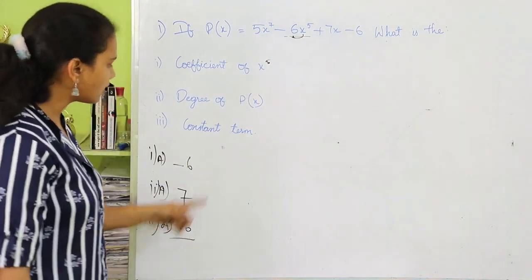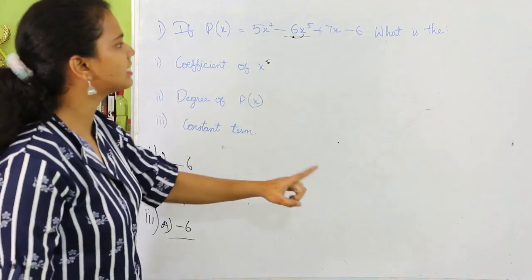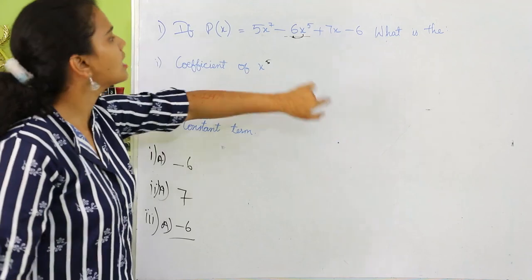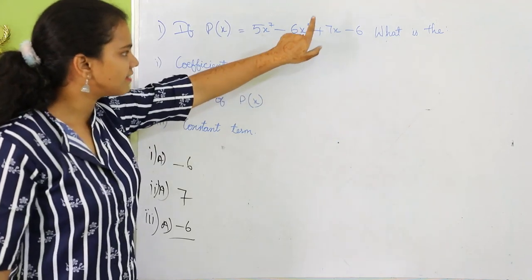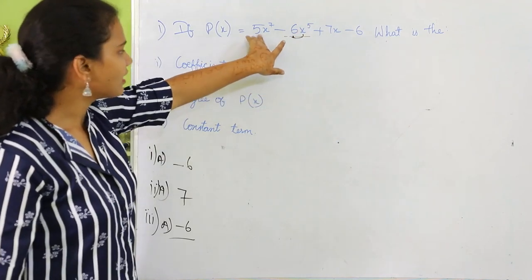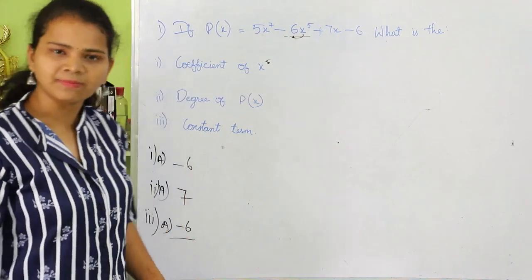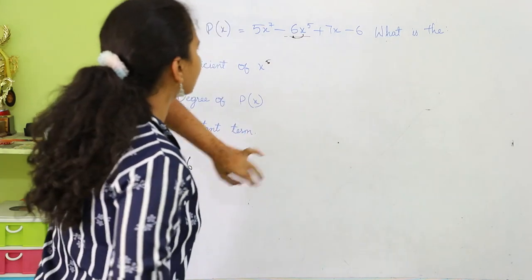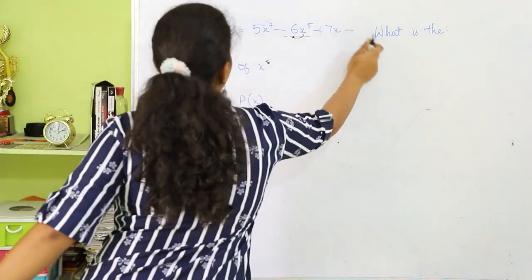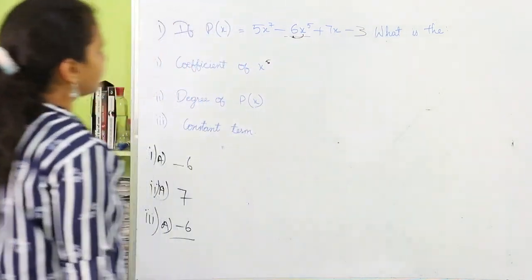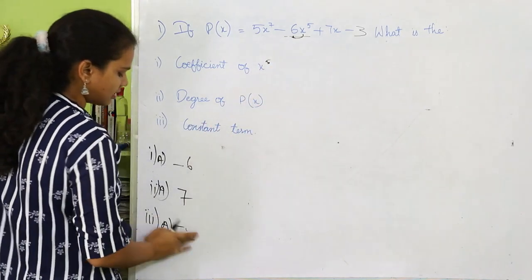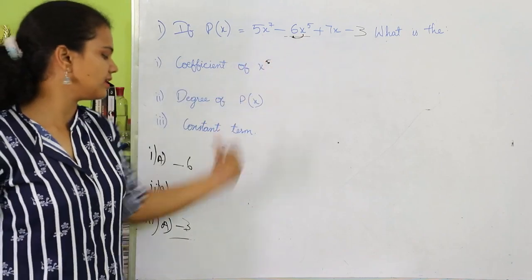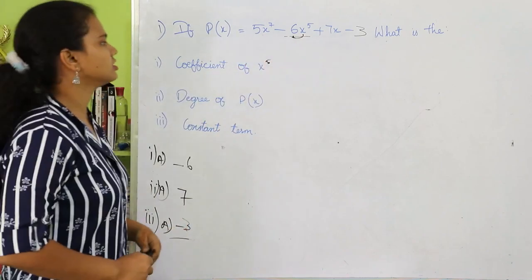And what else do we have? Constant term means a single term which is not having any variables. This one has variable x, this one has x power 5, and this one has x power 7, but minus 6 is not having any variables. Let it be like if I place here minus 3. If I place minus 3 over here, then what would be the constant term in this given equation? Then it would be minus 3. So this is what happens.